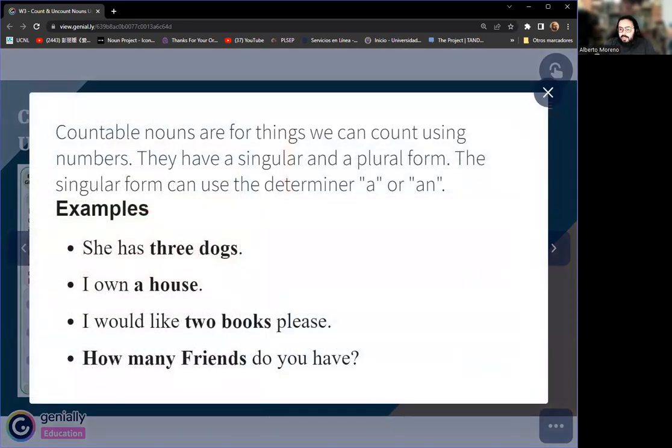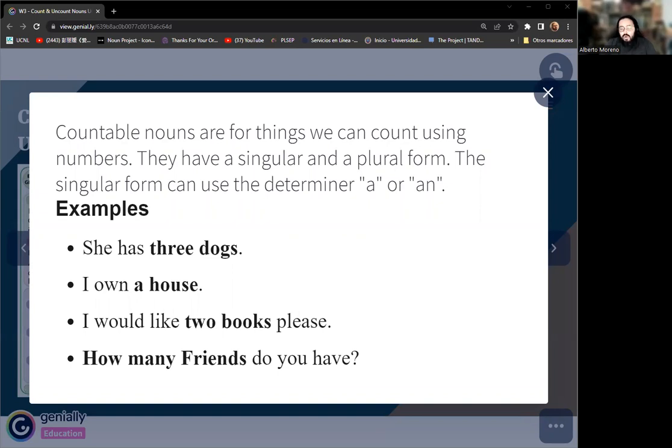Ahora, ¿qué son los sustantivos contables? Pues bueno, como su nombre lo indica, son objetos, palabras que podemos contar con los números cardinales. 1, 2, 3, 4, 5, 6, 7, 8, 9, 10, etcétera. Ahora, estos sustantivos contables, les digo, se pueden contar con los números.